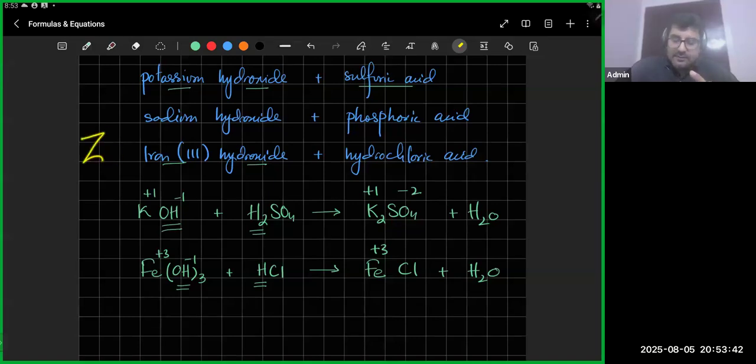वो zinc है ठीक है. You have to remember that no one is going to tell you what the charge of zinc is. You should know that zinc is always +2 ठीक है. So zinc is the only exception. They will not write the charge of zinc ठीक है.